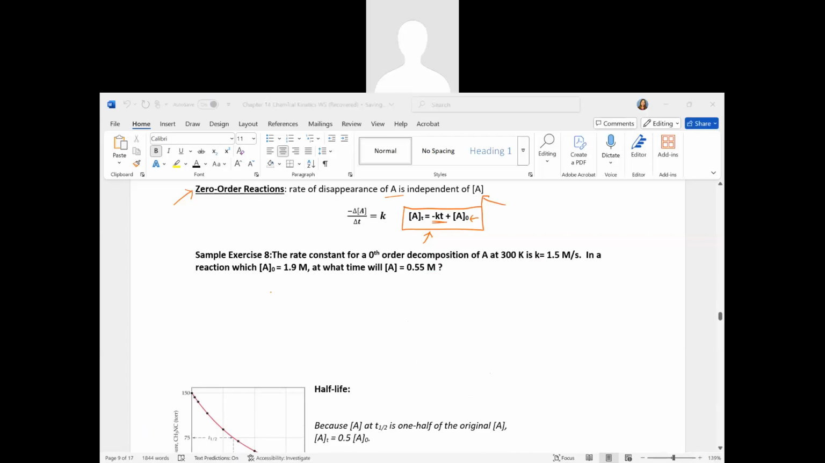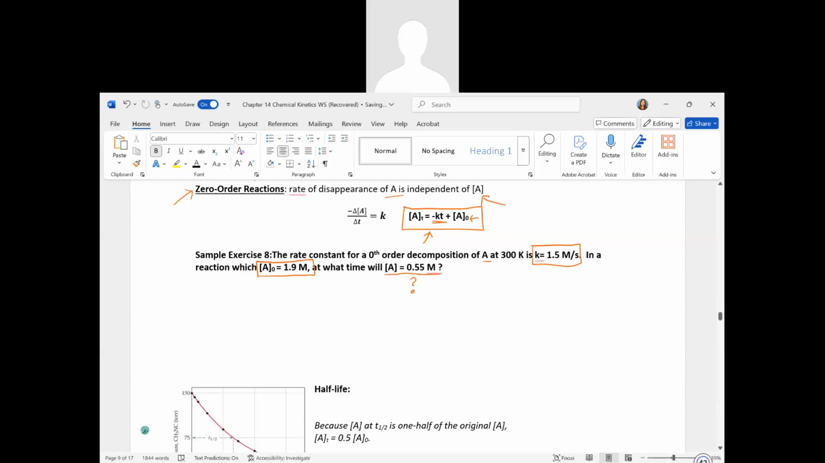to solve for a zeroth order decomposition, where A again is our analyte, and this reaction is occurring at 300 Kelvin. Again, the k value is temperature dependent, so that's given right here. And we know that this reaction has an initial concentration of 1.9 molar, and we want to know at what time the concentration will reach this value here.